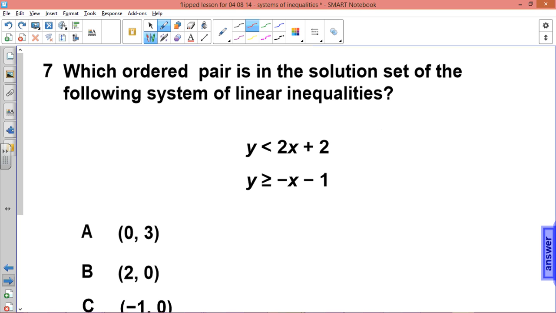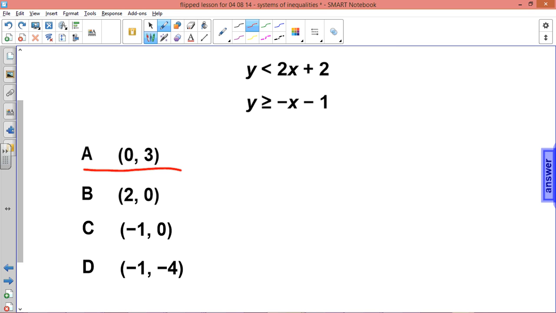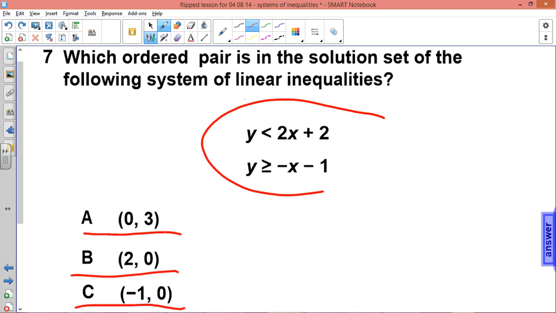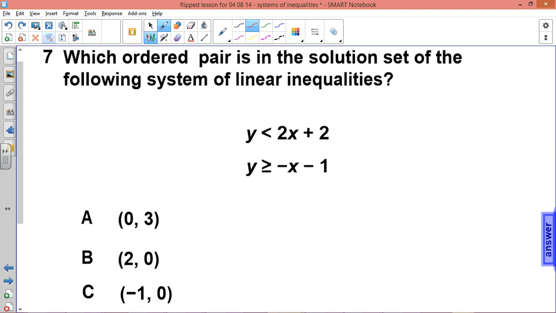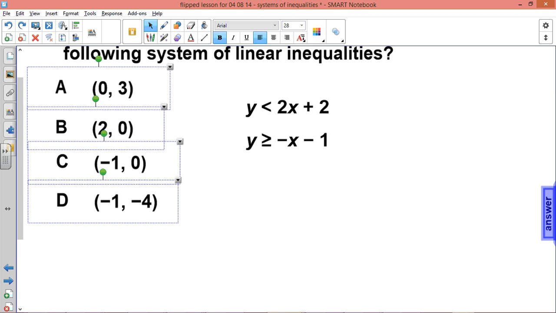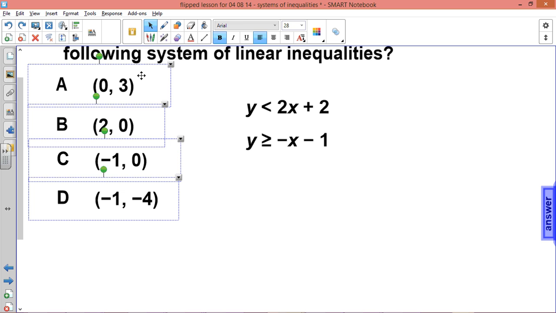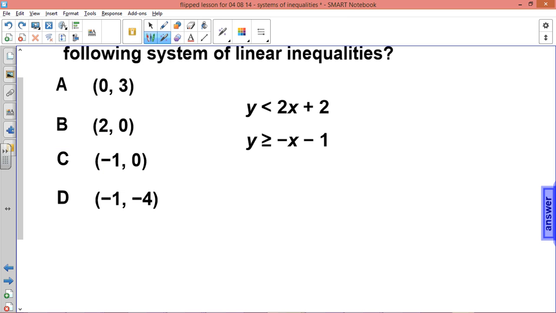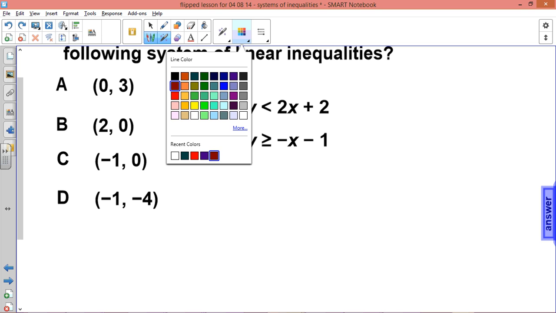And finally, another type of question you might see. Which ordered pair is in the solution set of the following system of linear inequalities? They give us a whole bunch of solutions. And they're asking us which one of these is a solution to this system of linear inequalities. Notice they give us no graph. Not a problem, though, because it is really just this simple. I'm going to, one at a time, take these points and plug them into each equation to see if they give me true statements. I'm going to do this with my magic pen so that it will erase.